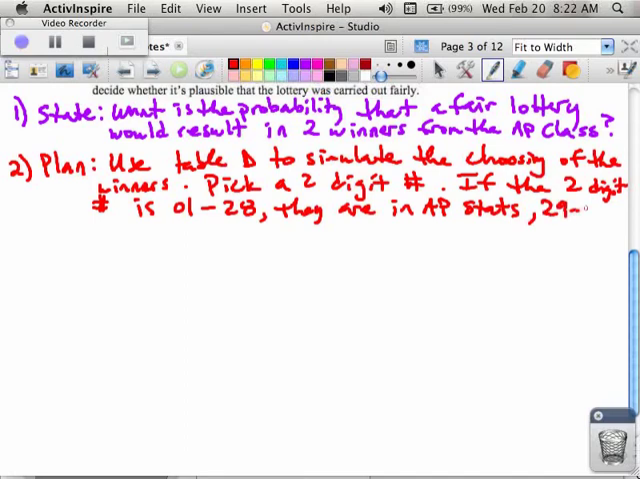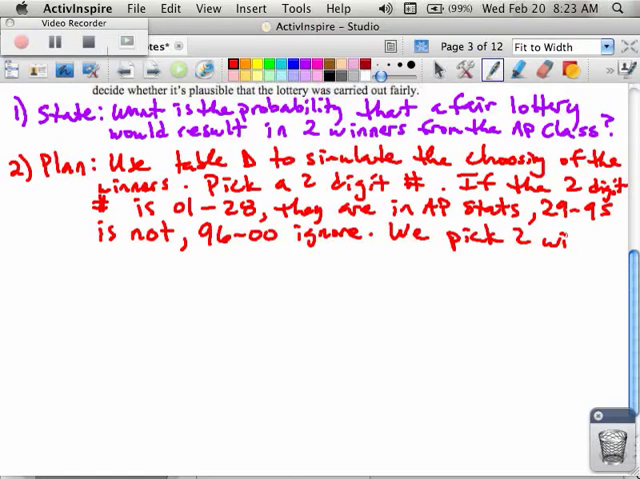29 to 95 is not, and 96 to 00 ignore. Okay, so then we pick 2 winners and note if both are from AP Stats.